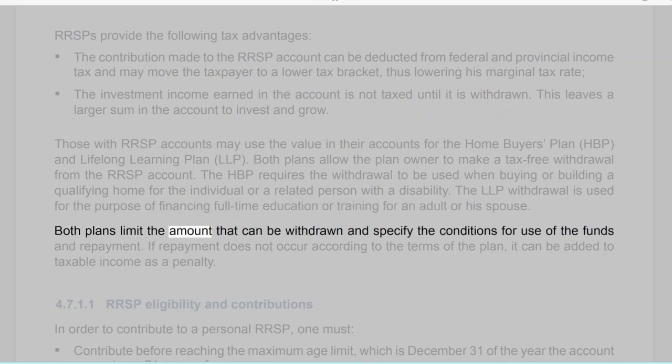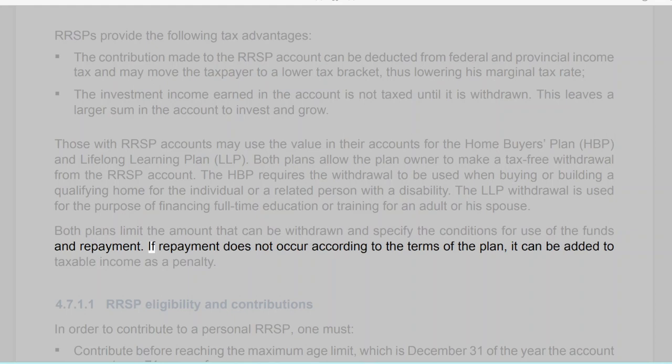Both plans limit the amount that can be withdrawn and specify the conditions for use of the funds and repayment. If repayment does not occur according to the terms of the plan, it can be added to taxable income as a penalty.